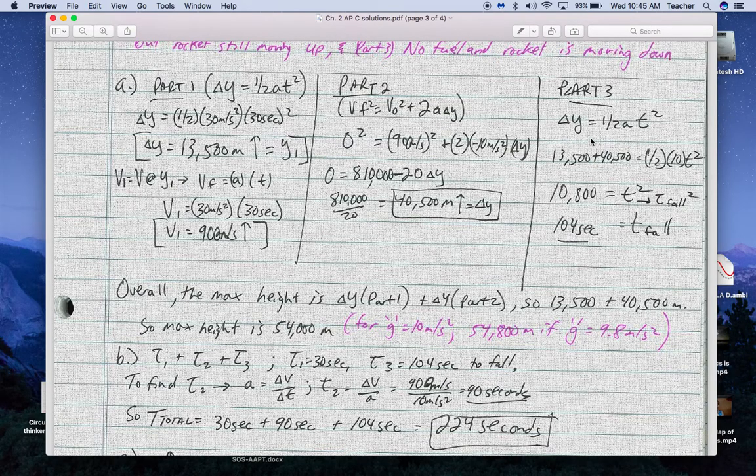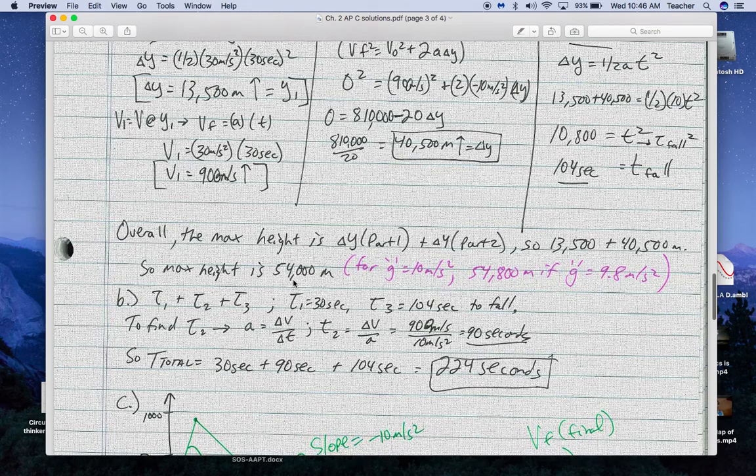Okay, Part 3 here, this is really only useful for figuring out the falling part and the falling time, and I'll get to that. So to answer part A, the maximum height is this height, which is 13,500 meter increase, plus this height, which is a 40,500 meter increase. So that's 54,000 meters if g is 10 meters per second squared.